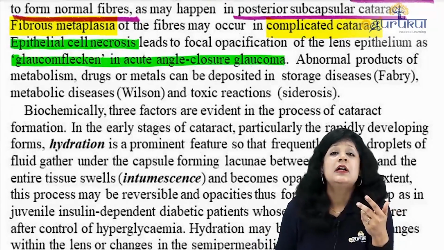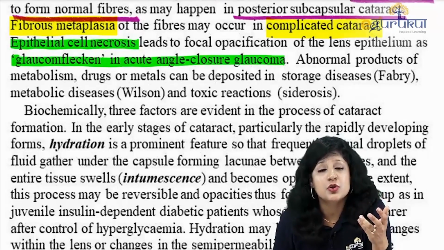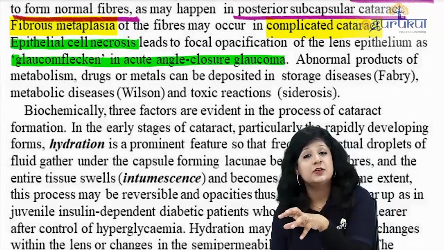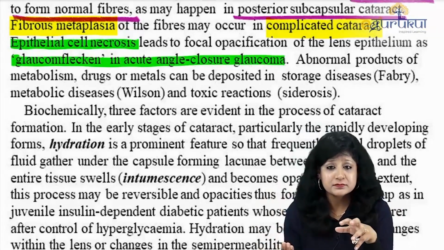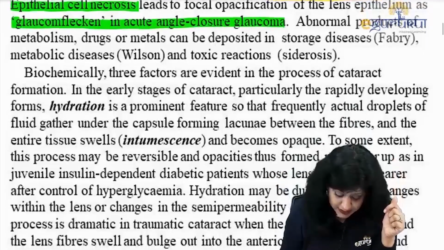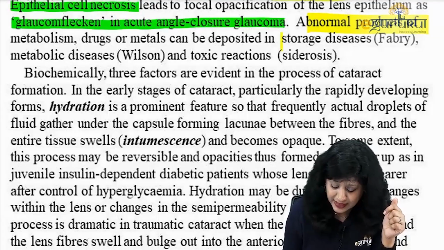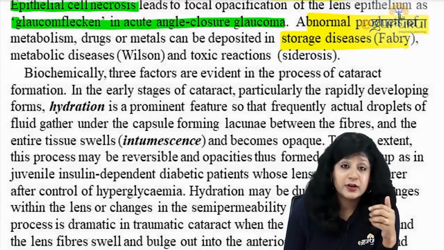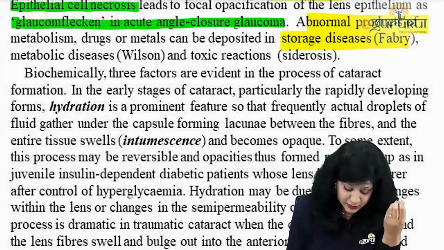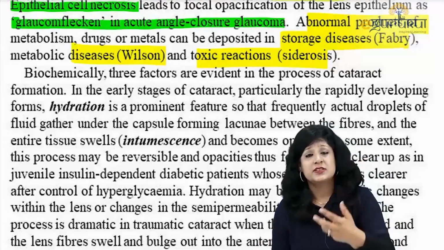If you remember the Vogt's triad that we read in the acute congestive phase of angle closure glaucoma, we have the glaukomflecken, which are anterior subcapsular cataracts. So they are actually due to epithelial cell necrosis. Then somewhere we can have abnormal products of metabolism, like in storage diseases, or inborn errors of metabolism with products like copper in cases of Wilson's disease. It can be toxic reactions, chalcosis, it could be siderosis.